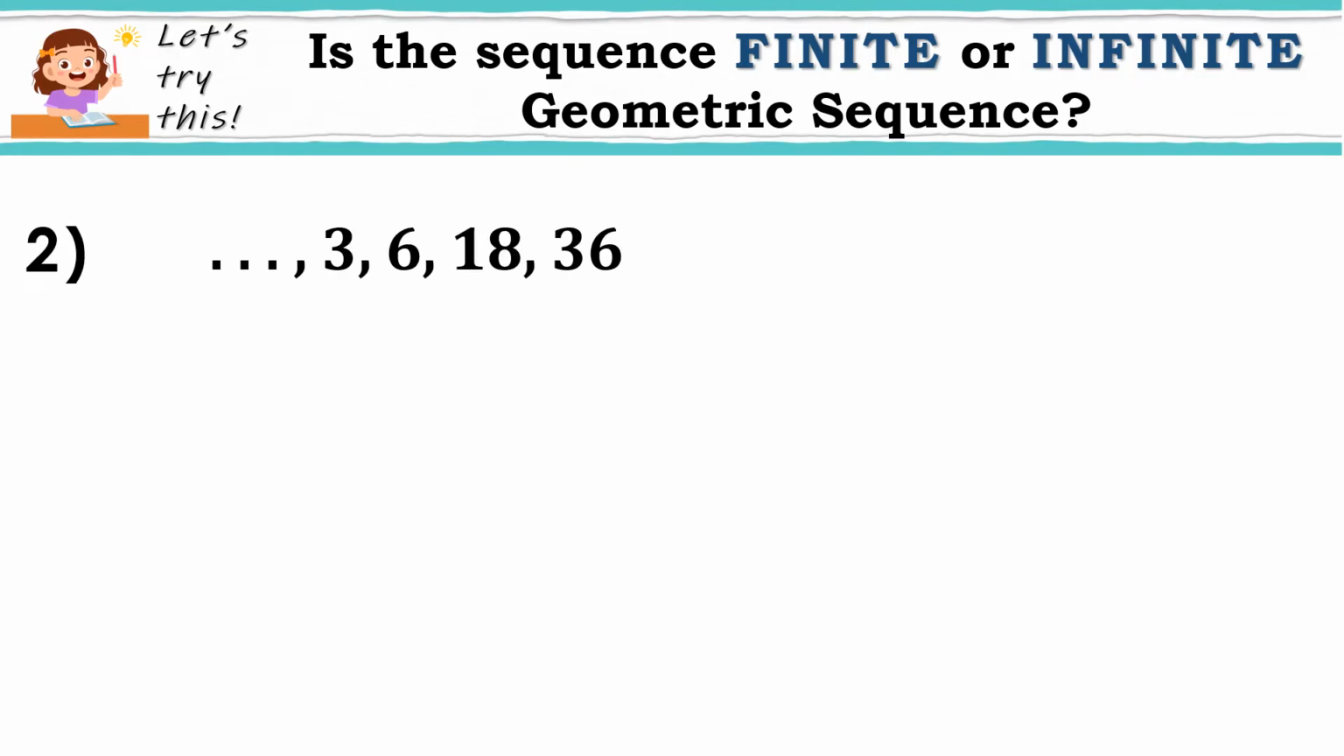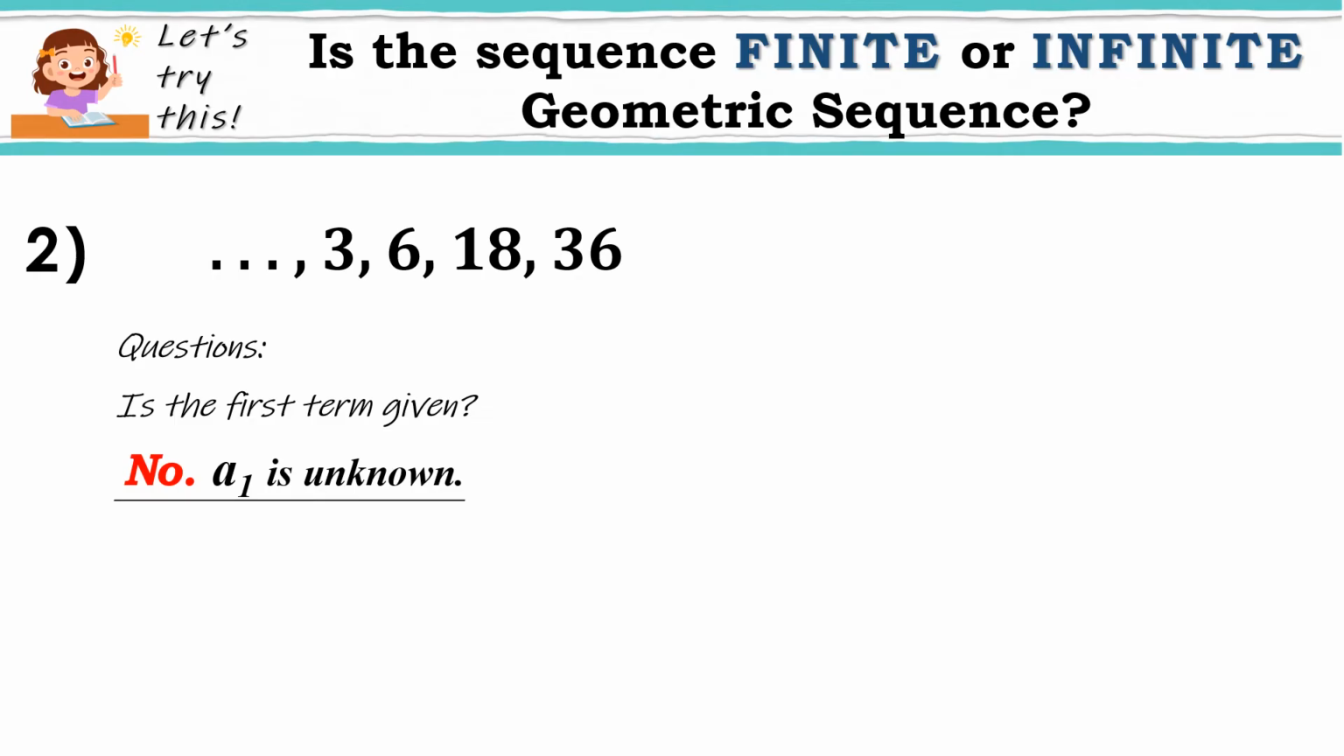Number 2, we have dot, dot, dot, 3, 6, 18, 36. So what do you think? Is this sequence finite or infinite? So let us answer the questions. Is the first term given? So no. The first term is unknown. Hindi natin alam. Though alam natin kung ano yung sinundan ng 3, pero hindi naman clearly identified kung anong term talaga nagsimula yung sequence.